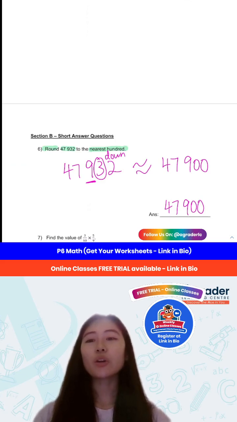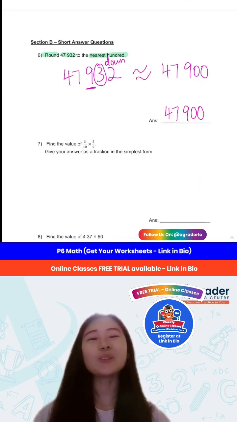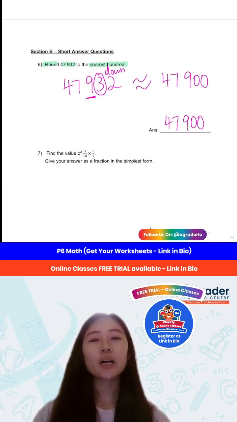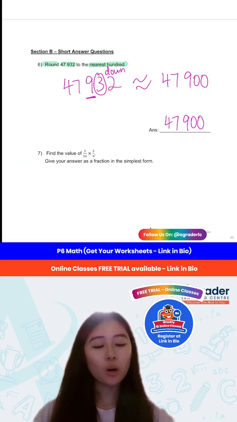Okay, let's move on. Next one is also very simple. We're just doing a multiplication of fractions. So let me know what is the value of 3 over 10 times 5 over 9. Then give your answer as a fraction in the simplest form.